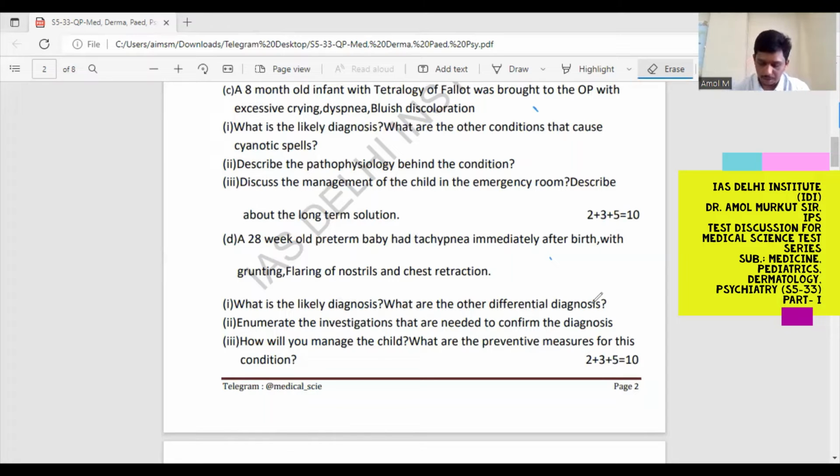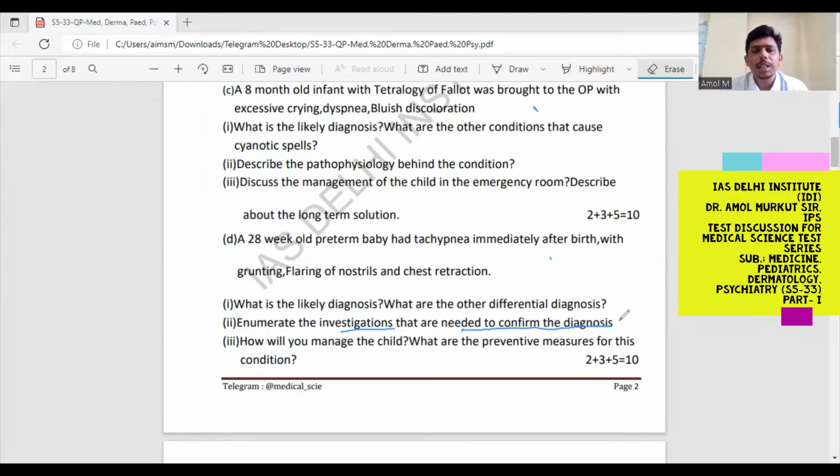Okay, then enumerate the investigations that are needed to confirm the diagnosis. See, the most important investigation here is X-ray, where we will see ground glass opacities. Second, we can do arterial blood gas analysis to analyze the severity of the disease. These two tests are enough.